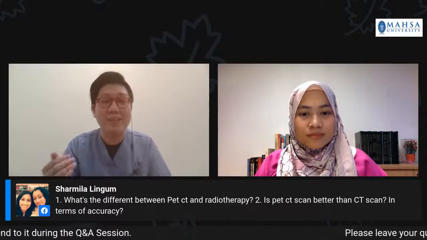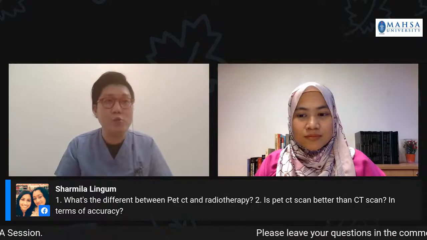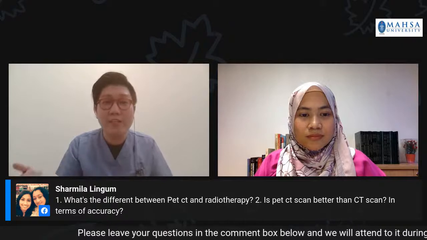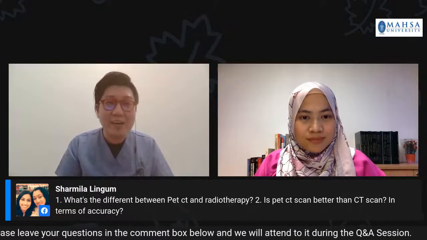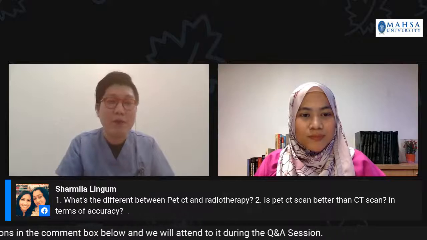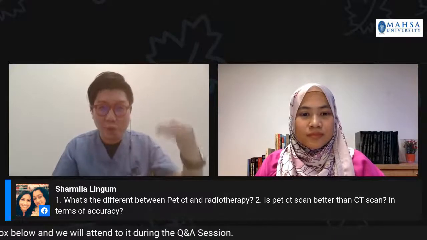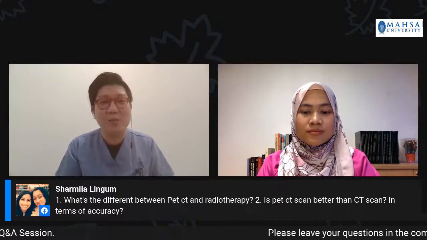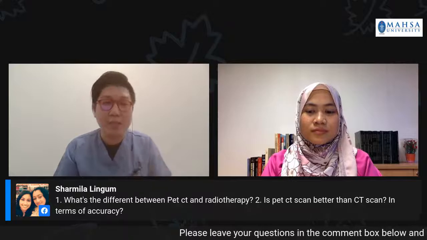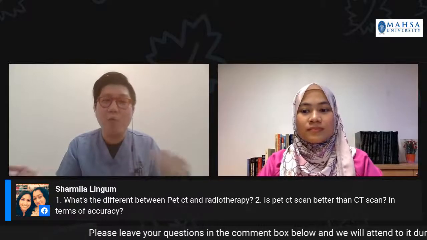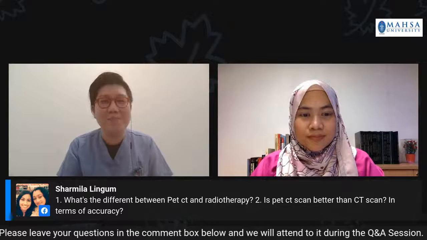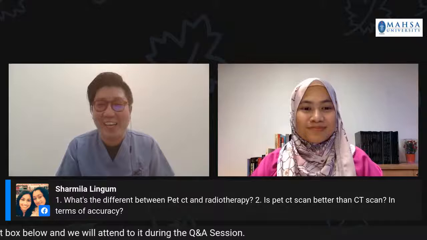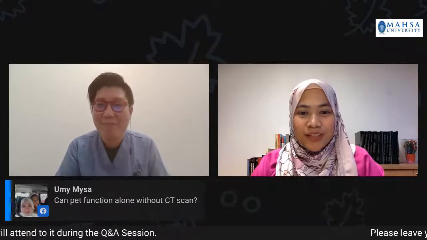There's no one above another. Probably a PET CT is good when, let's say, an oncologist wants to detect where the primary is or to look for the secondary, then the doctor will send for a PET CT scan to diagnose the whole body and to find out where the secondary is or to determine the stages as well. So maybe that's where PET scan comes into the picture. But usually it works together. Both are good. Both are accurate as well.